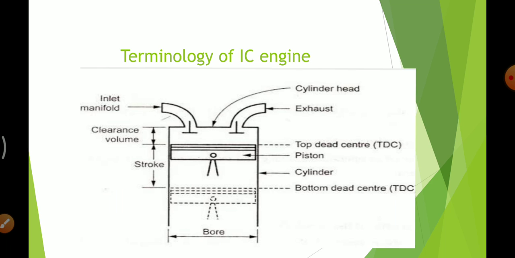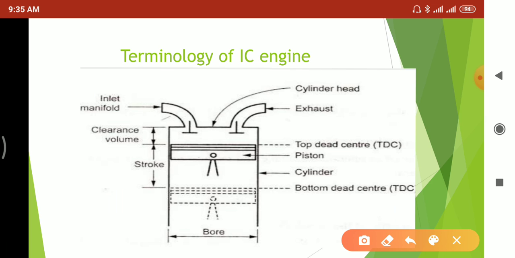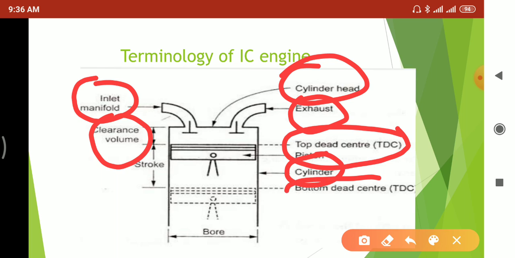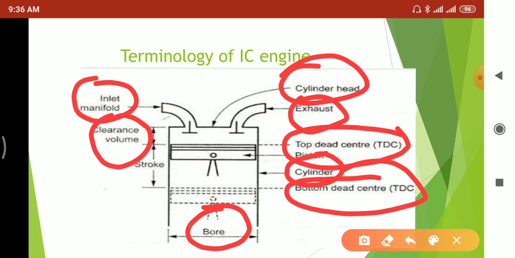Next, terminology of IC engine. The figure shows the terminology of IC engine. There are many parts of engines. First is inlet manifold, clearance volume, cylinder head, exhaust port, top dead center, which you can say TDC, next cylinder, then bottom dead center, and lastly bore. This is nothing but the terminology of IC engine.